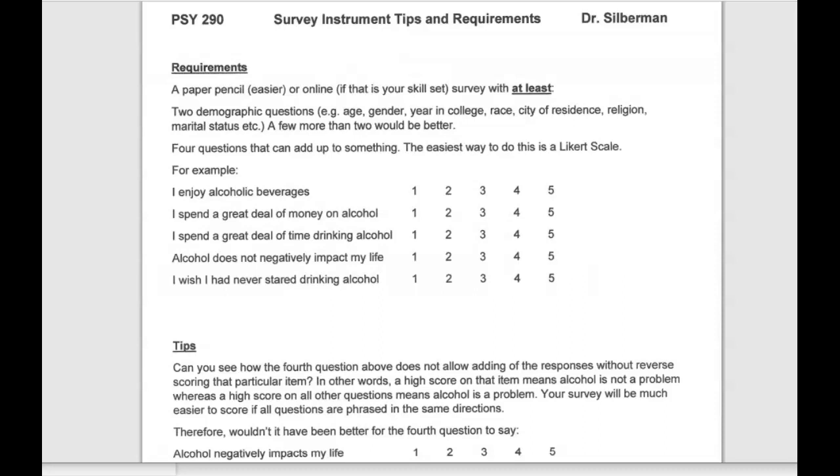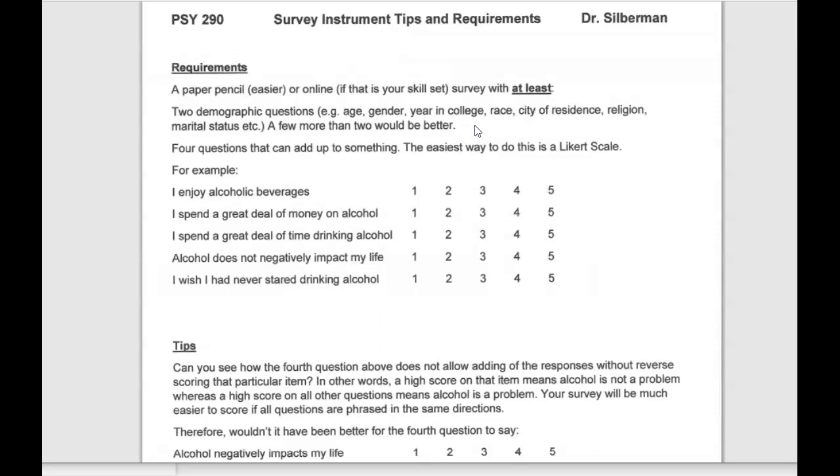A paper pencil is the easier way to do it, or an online survey, if that's your skill set, with at least 2 demographics questions that you're asking of people. Like what? Well, you could ask them their age, their gender, their year in college, race or ethnicity, city of residence, religion, marital status. Anything that you want to ask them, we call demographics, because then you're going to be doing some comparisons. Perhaps male to female, or older to younger, or different races or different religions.